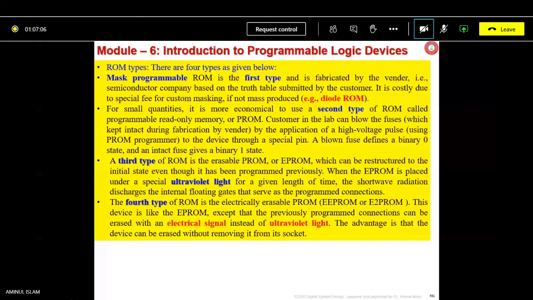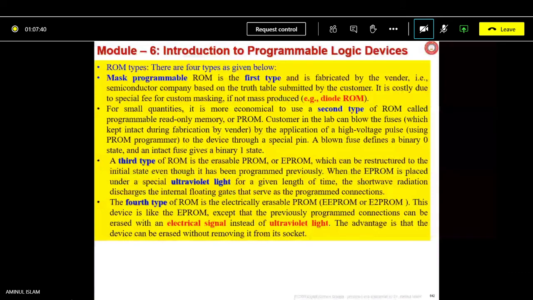programmable read-only memory, or PROM. The customer in the lab can blow the fuses. Initially, when fabrication is done, the fuses will be intact, but later on, it can be done in the lab by the customer who is purchasing, by application of some high voltage pulses using a PROM programmer to the device through a special pin. A blown fuse defines a binary 0 state, and an intact fuse gives a binary 1 state.